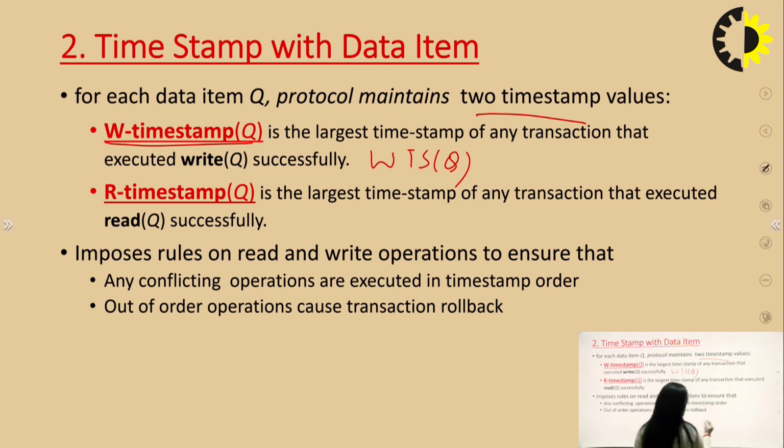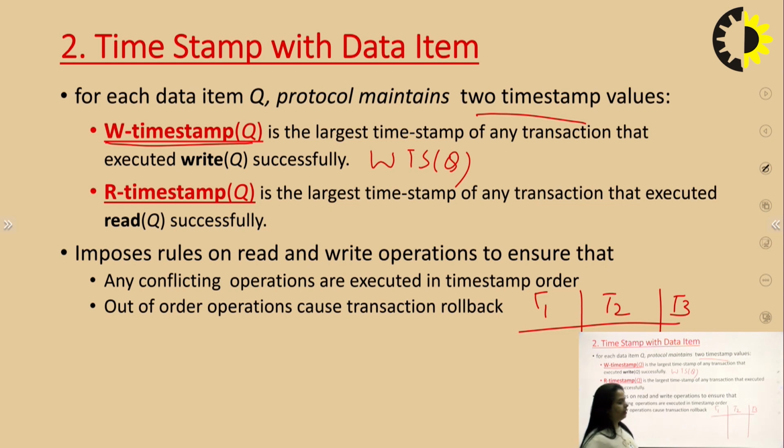Now, what does it mean? Suppose we have three transactions, T1, T2 and T3, and Q is our data item. Suppose we have read Q, write Q and then write Q. The write timestamp of data item Q will be the timestamp of transaction T3. So the transaction that most recently updated the data item, the timestamp of that transaction is assigned to the write timestamp of Q.